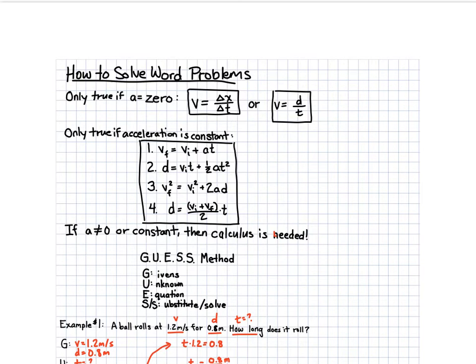Example 1. A ball rolls at 1.2 meters per second for 0.8 meters. How long does it roll? All right, before we even begin, does this problem say anything about acceleration? No. Okay, so which set of equations should we use? Are we going to use a constant speed equation or the one if you have acceleration? Use the constant speed. Okay, so that's where we're going with this. So go ahead, underline all the known quantities, all the givens and unknowns. And then I want you to fill out G.U.E.S.S.